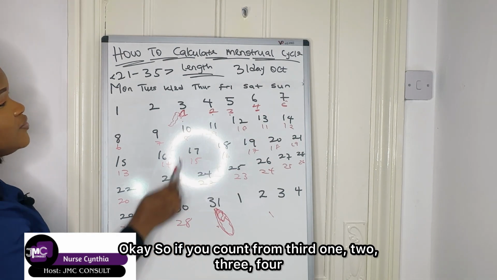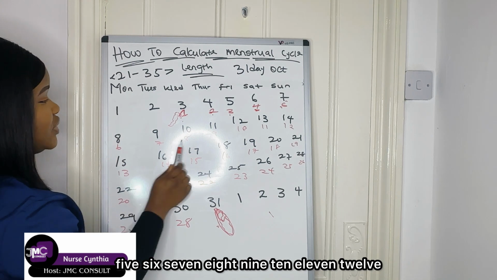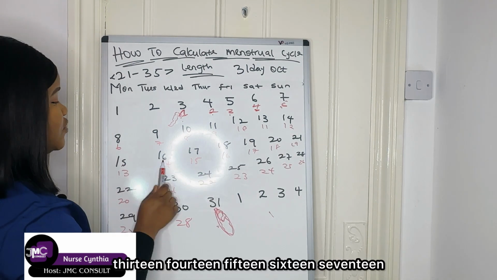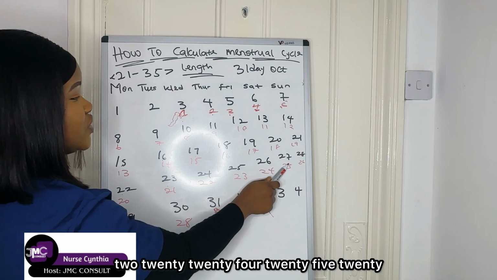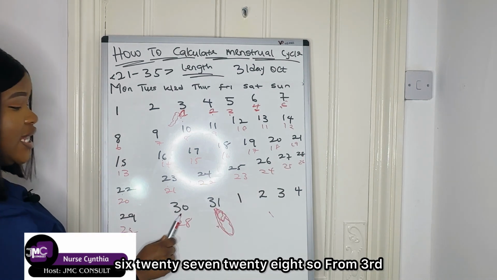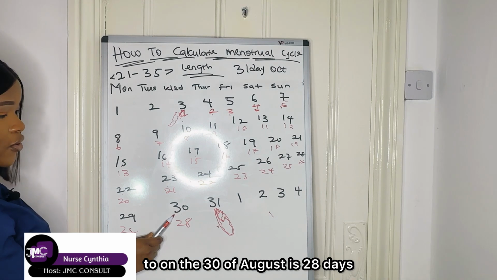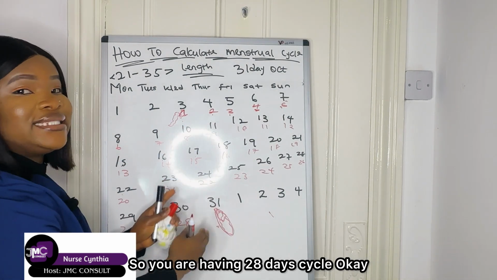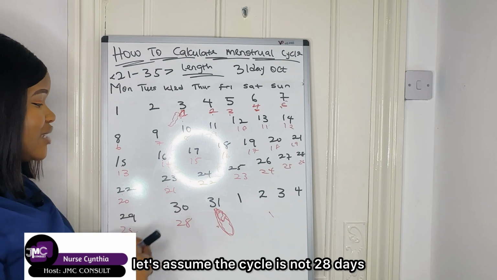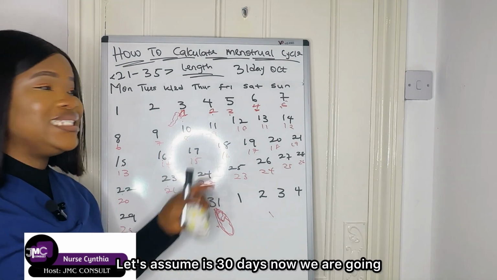This is when the next cycle started. Okay, so if you count from the 3rd, 1, 2, 3, 4, 5, 6, 7, 8, 9, 10, 11, 12, 13, 14, 15, 16, 17, 18, 19, 20, 21, 22, 23, 24, 25, 26, 27, 28. So from the 3rd to the 30th is 28 days. So you are having a 28 days cycle. Okay, let's assume your cycle is not 28 days. Let's assume it's 30 days.